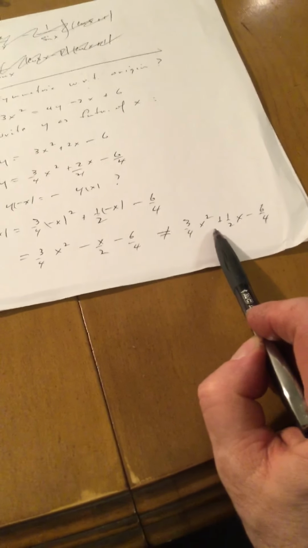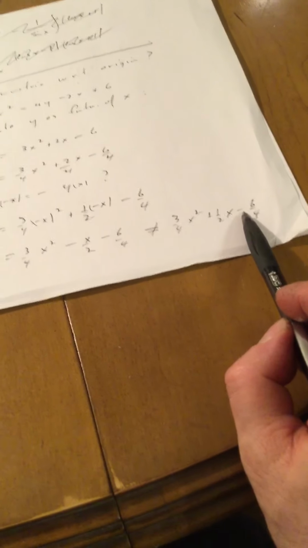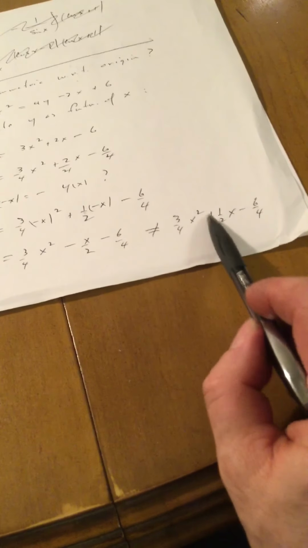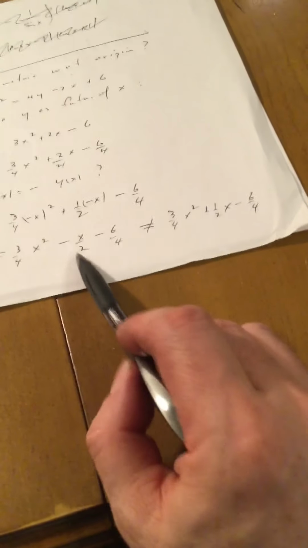But these are not equal. I think you can see just from looking at them, there's a minus, a plus, and a minus. Really, it is only the plus or minus part in front of the x term that makes it not equal.